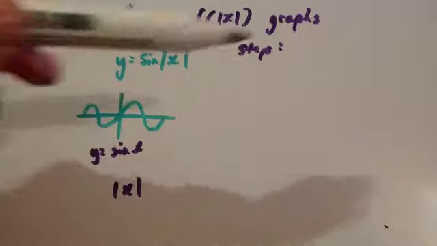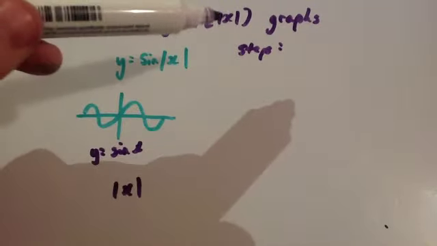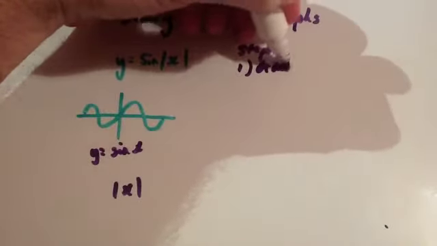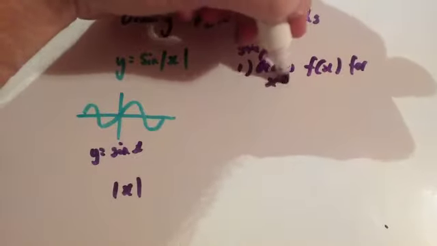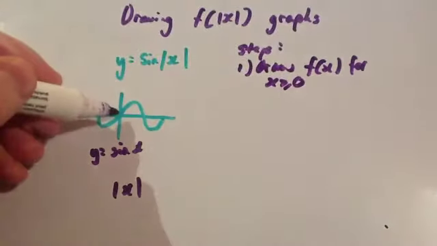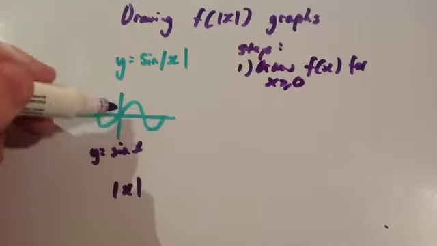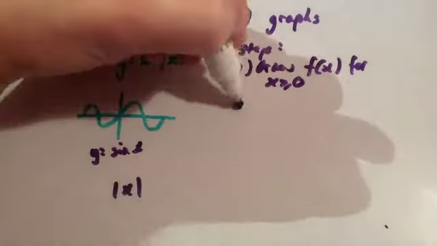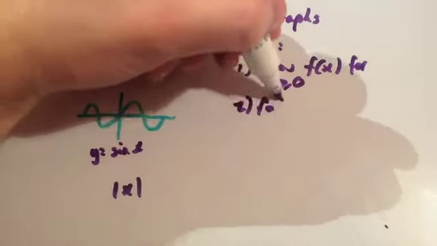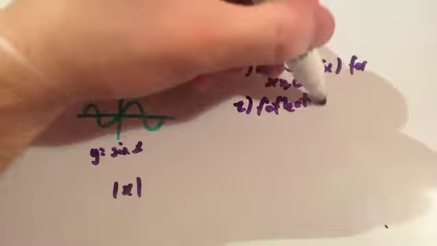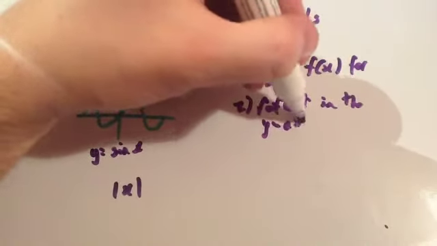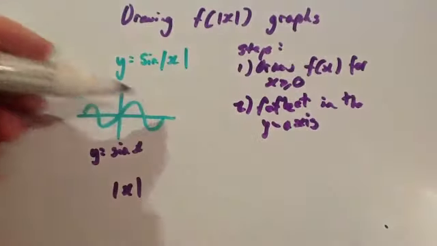So whenever you're drawing the function with the modulus inside of it, the steps are: step 1, draw f of x for x bigger than or equal to 0. In other words, you draw the positive side of the graph first of all. You start at 0 and you draw the graph the whole way across this way. Step 2, reflect in the y-axis. So you reflect this side over here.